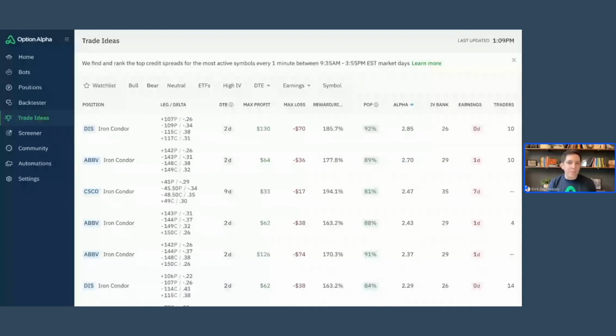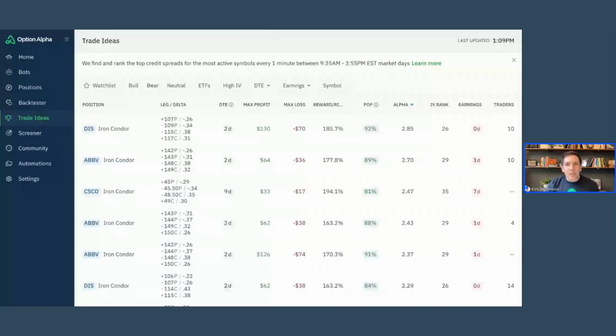And of course, only symbols that are supported on Option Alpha. We're not going to run symbols that are not supported. We also do some filtering of low liquidity symbols that don't have a lot of open interest and don't have enough data to really make a good go at this. So there is some filtering here where some symbols don't do trade ideas.